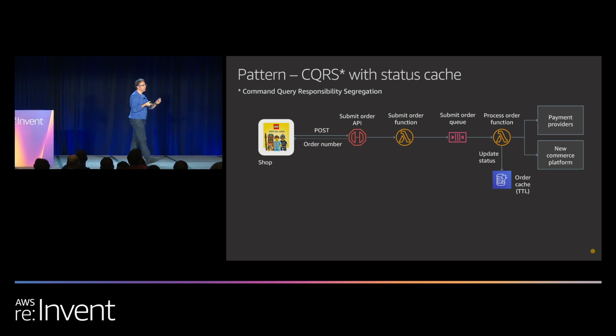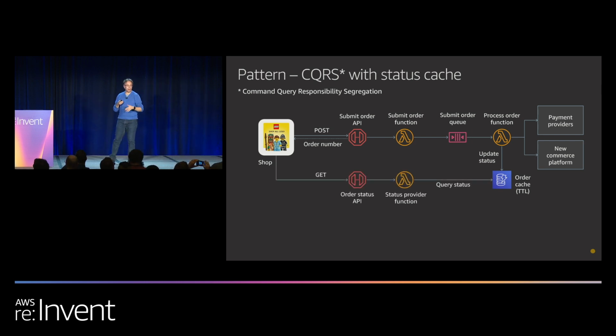And when they write the order status, they add a time to live, a TTL, to the items. DynamoDB can be configured to respect this TTL, so it will automatically delete the order status after some time, when the data gets old and it's not useful anymore. So it will automatically expire.